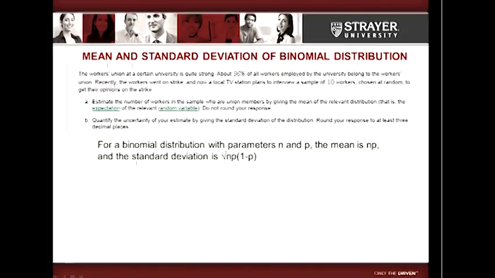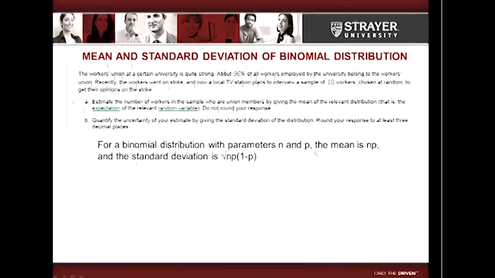Here's a question, and this is the topic in ALEKS: mean and standard deviation of a binomial distribution. The workers union at a certain university is quite strong. About 96% of all workers employed by the university belong to the workers union. Recently, the workers went on strike, and now a local TV station plans to interview a sample of 10 workers chosen at random to get their opinions on the strike. So we're trying to estimate the number of workers who are union members by giving the mean of the relevant distribution, that is the expectation of the relevant random variable, do not round.